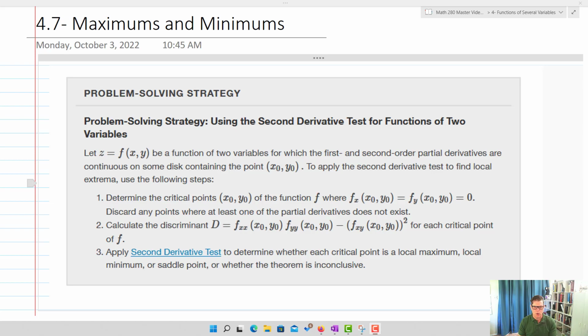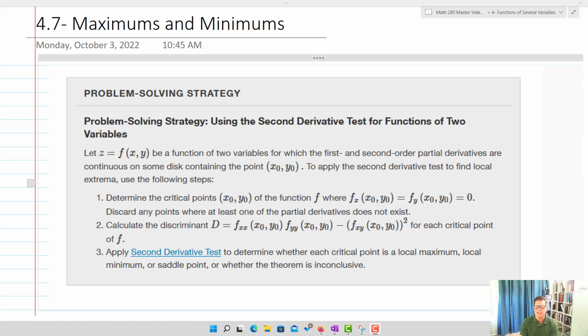There we go, seen that before, for which the first and second order partial derivatives are continuous on some disk containing the point x naught, y naught. So we've got to have continuous first and second order partials. To apply our second derivative test to find the local extrema, we're going to determine critical points x naught, y naught of the function. These are the points where f sub x of x naught, y naught equals f sub y of x naught, y naught equals 0. Makes sense. So our partial with respect to x and our partial with respect to y both equal 0. If we don't have that, we don't have critical points. We're not going to have maximums and minimums.